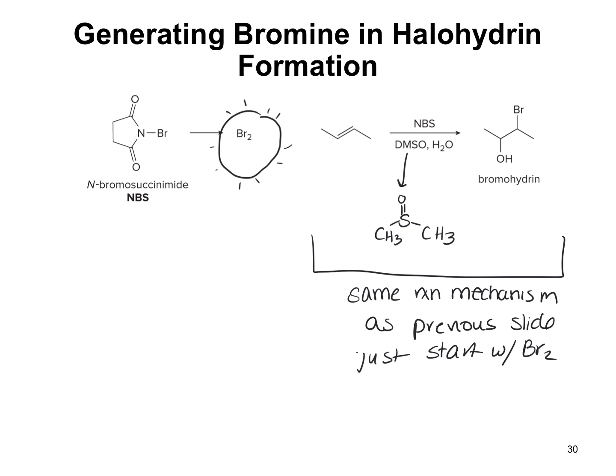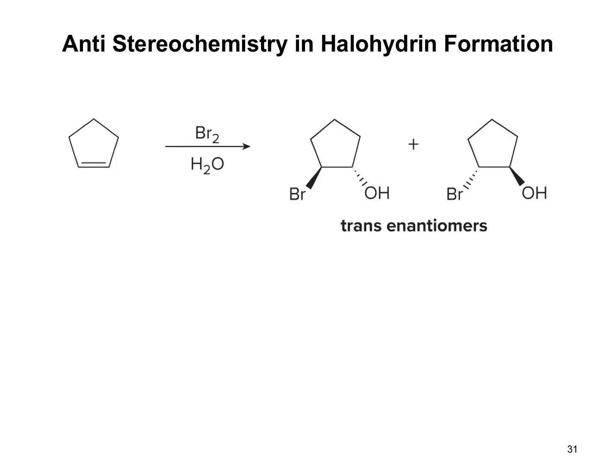All right, let's talk about stereochemistry for a little bit. When we talk about this, stereochemistry, we're going to see some of the same things that we saw with the halogenation. So because we have a bridged polonium ion and it's opened with a backside attack of the H2O, you see an addition of the halogen here and the alcohol here. It occurs in an anti-fashion.